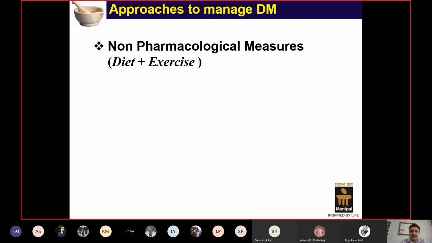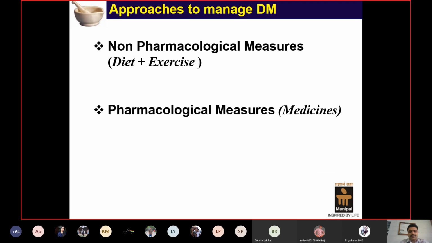So in diabetes mellitus, we try to manage this by looking into at least three aspects. One is the diet, the next one is exercise, and the drug. So to achieve that goal, we do non-pharmacological measures, and of course, we will be using medicines. We will talk a little bit about diet and exercise, the lifestyle modifications.